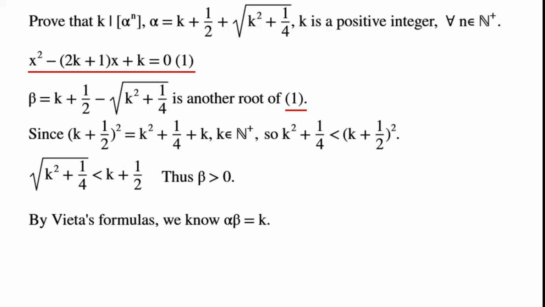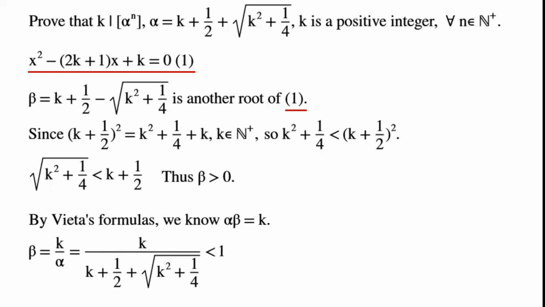By Vieta's formulas, we know that alpha beta equals k. By rearranging the equation, beta equals k over alpha, which is equal to k over k plus a half plus root of k squared plus a quarter, which is less than 1. Thus, for all n in the set of positive integers, 0 is less than beta to the power of n is less than 1.